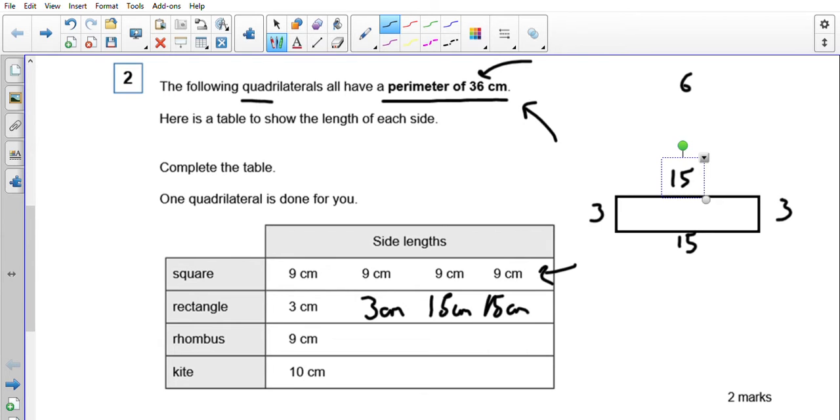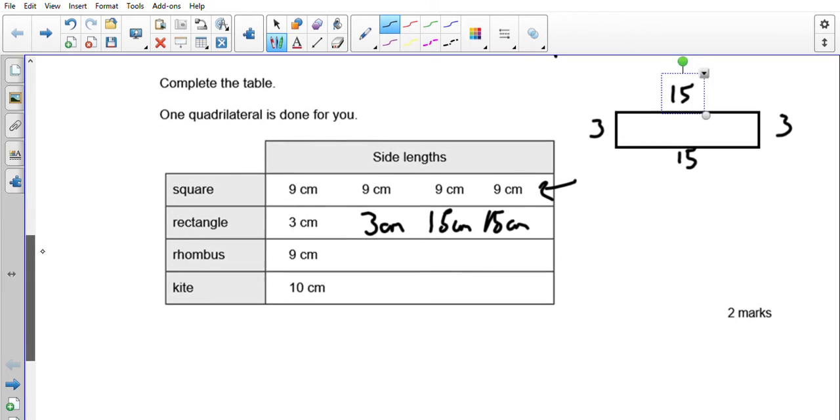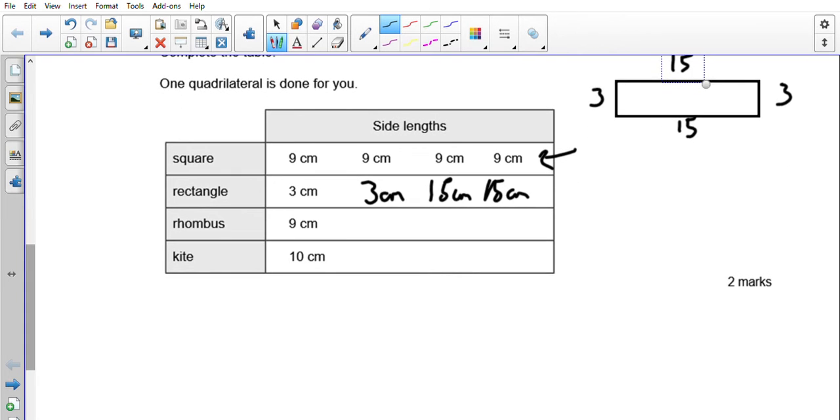Now, for my rhombus and for my kite, they're going to be slightly trickier shapes to think about. I don't know if I've got a rhombus up here, let me have a look.